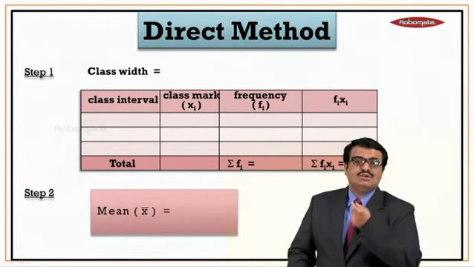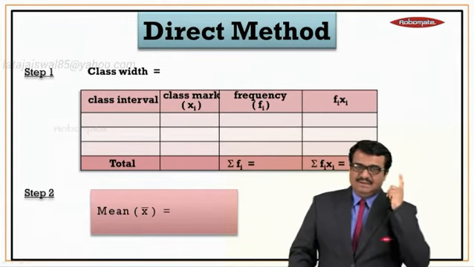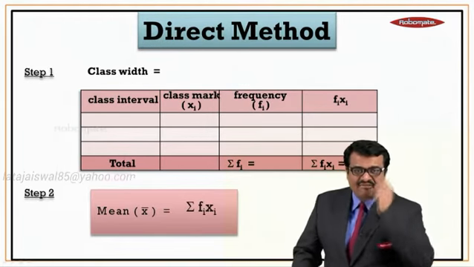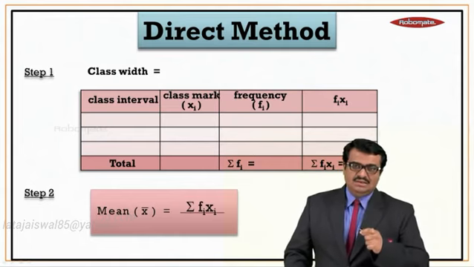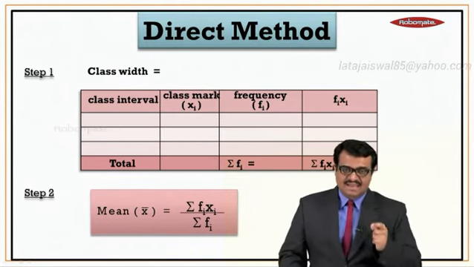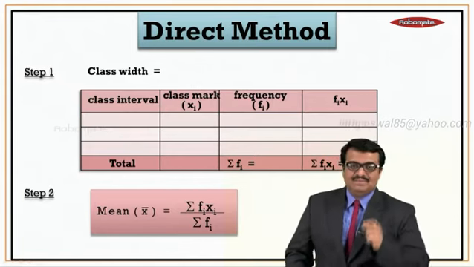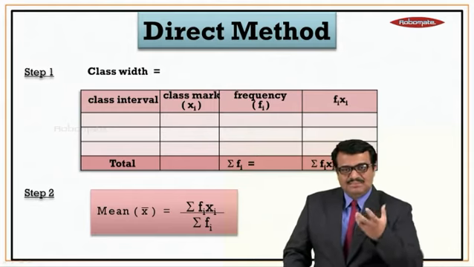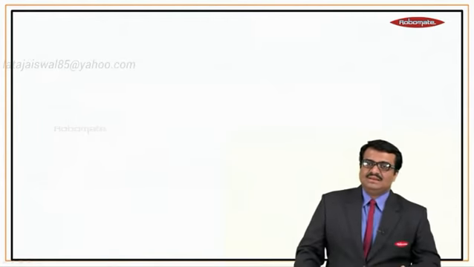Mean is denoted as x bar in this entire chapter. So mean x bar is equal to sum of fi xi upon sum of fi. This is the value of mean, sum of fi xi upon sum of fi. So it's very simple, very easy to use this method. Let us take up one sum, then you will understand it better.